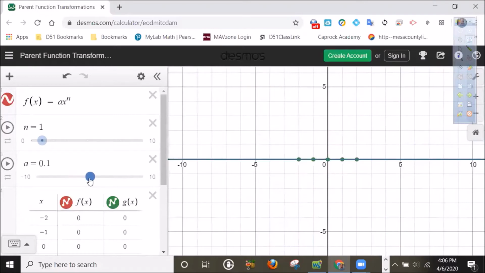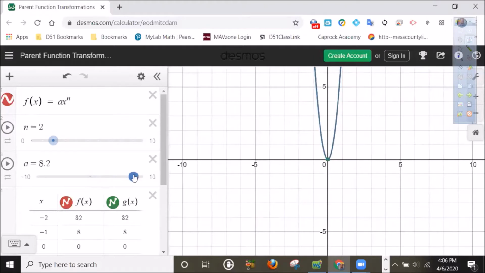Well, let's change the power of x to n equals 2. This is the function y equals x squared. We've already studied parabolas pretty extensively. We know that we should have a parabola shape for a quadratic. And again, as the coefficient in front of that x squared gets bigger, the parabola gets steeper.